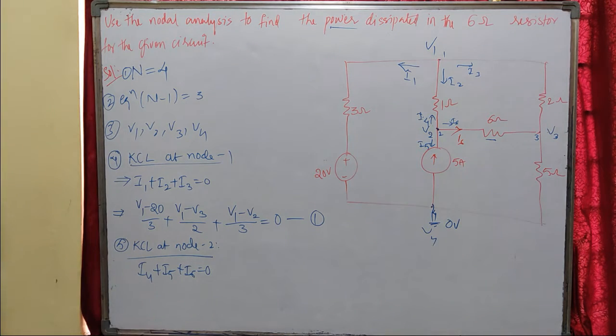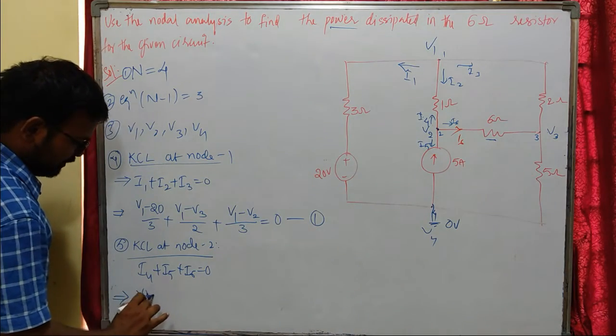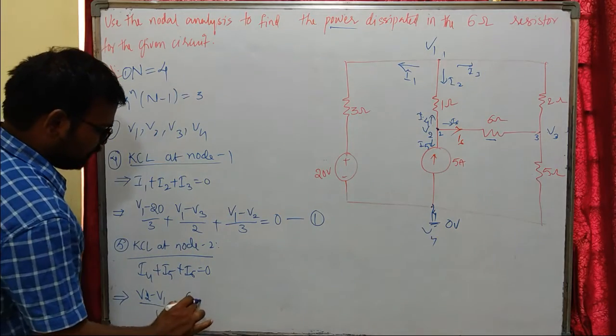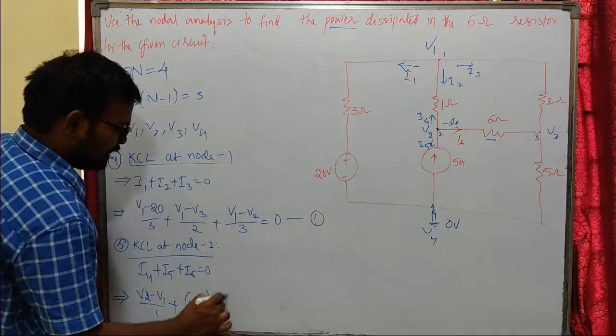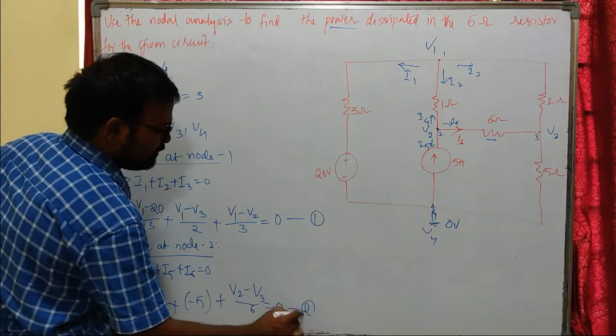So I4 is V2 minus V1 by 1 ohm, plus I5, which is opposite to 5 amperes. So I am going to take it as negative because it is opposite. Then V2 minus V3 by 6 ohm will be our I6. This is our second equation.